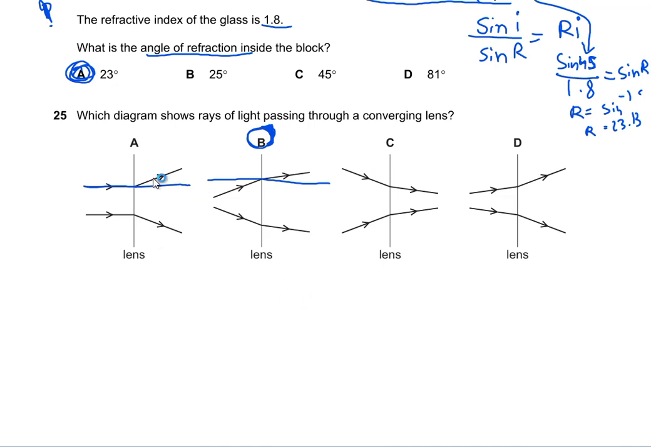Okay, this ray seems to be moving away from the normal, diverging. This ray seems to be moving towards the normal, converging. This ray is moving away from the normal, diverging. This ray again is moving away from the normal, diverging. So this is the only thing that is converging. Okay, we have to compare the angles. So yeah, it's B.